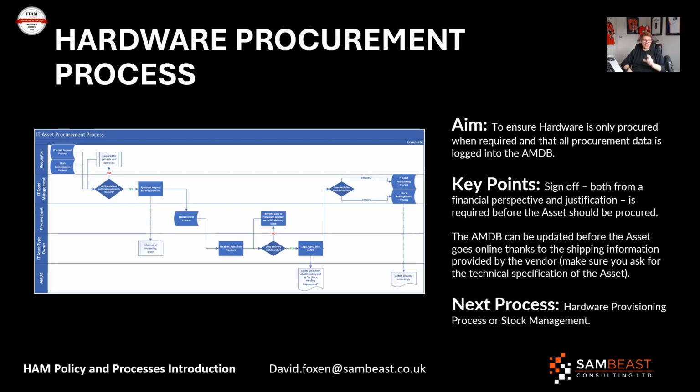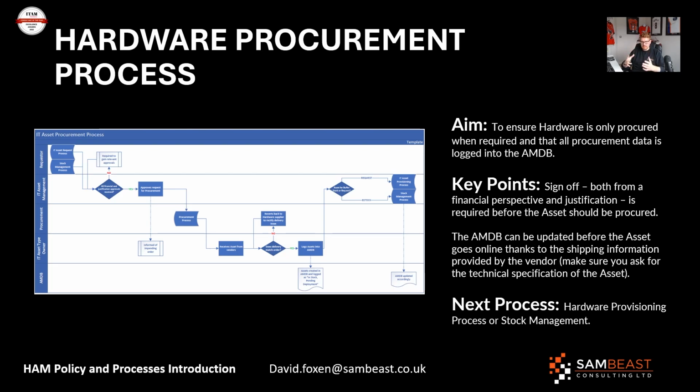Key points, make sure there is sign off from both a financial perspective and also that justification. Critical before you actually go and press the button to order. The AIMDB can be updated before the asset goes online, by the way, as part of the hardware goods received and as part of the procurement process by having the vendor send you the procurement information for the asset before or during when they're shipping it to you.